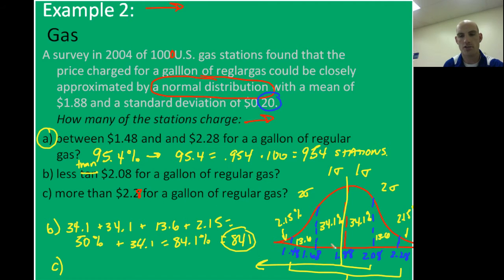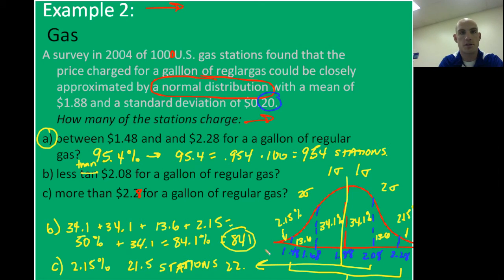What about more than $2.28 per gallon? It's going to be 2.15%, and our 2.15% is going to give us 21.5 stations, or 22 stations.